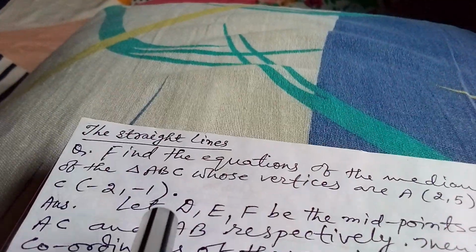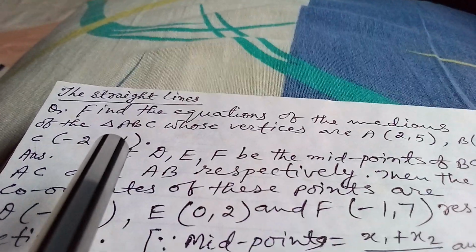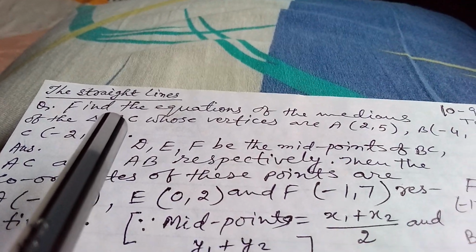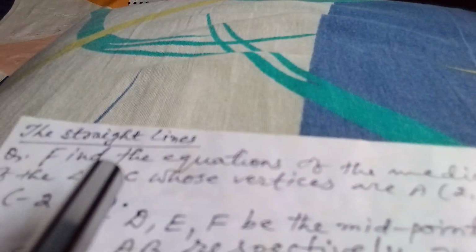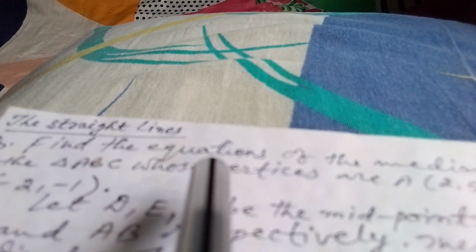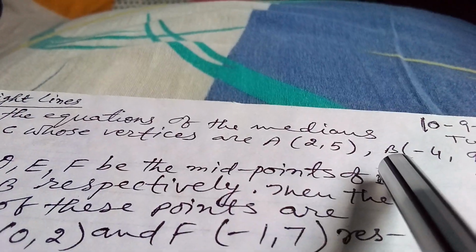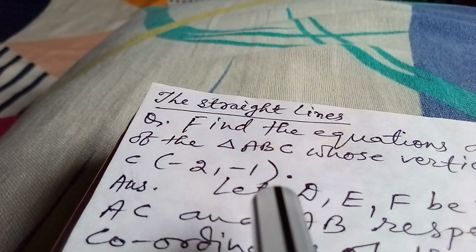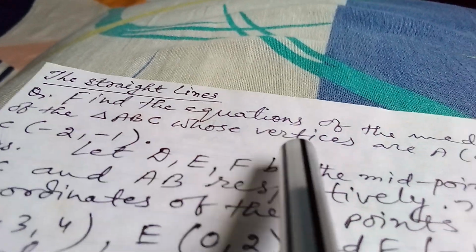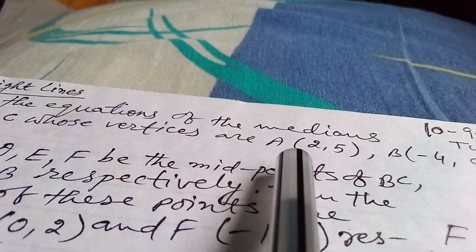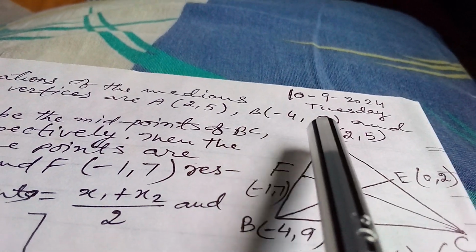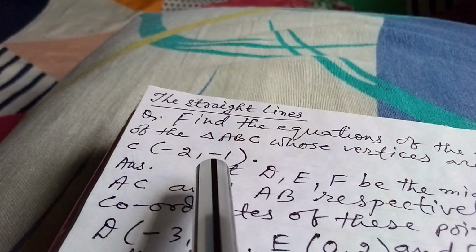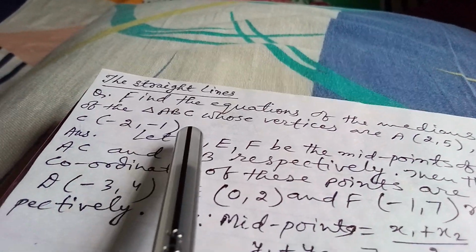Today I am going to discuss some questions relating to coordinate geometry, the equation of straight lines. The question is, find the equations of the medians of the triangle ABC whose vertices are A with coordinates 2, 5, B with coordinates minus 4 and 9, and point C with coordinates minus 2 and minus 1.